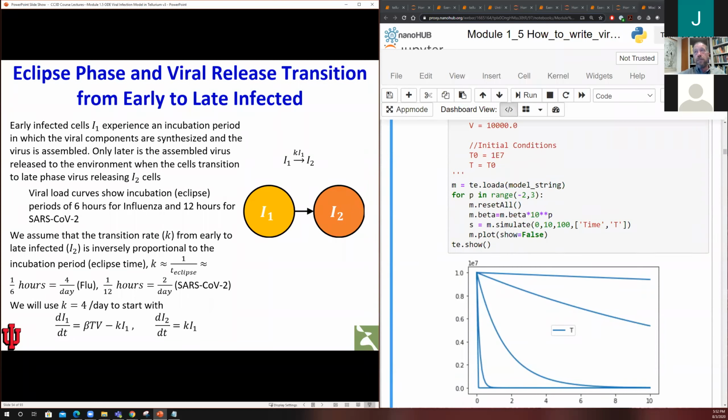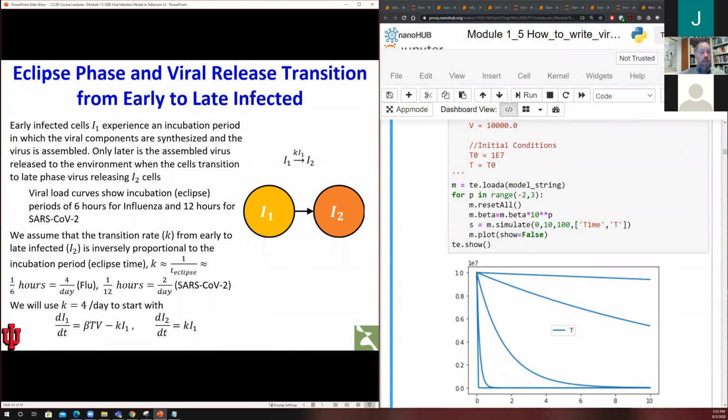I'd like to talk about eclipse phase. Remember that we said that the initially infected cells don't release virus. It takes time for the virus to synthesize its own genome and to synthesize the proteins needed to package the genome and to assemble them and secrete them.